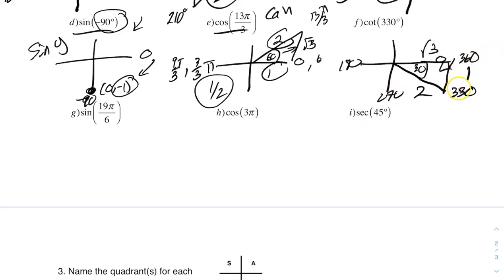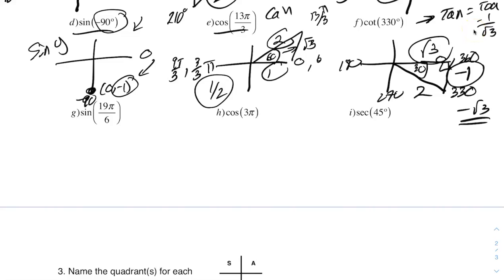What's negative? We went down, so that's a negative. Remember, hypotenuse is always positive. So you just gotta worry about these two. Went to the right, positive, went down, negative. We're doing cotan, which is the reciprocal of tan, let's just say. So I always do tan first. What's tan? TOA, opposite over adjacent, so -1 over rad 3. Remember, we're doing cotan, so I gotta flip that to the reciprocal, so negative rad 3 is my answer.